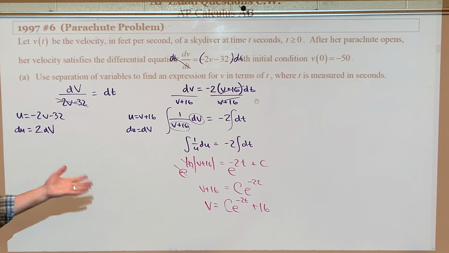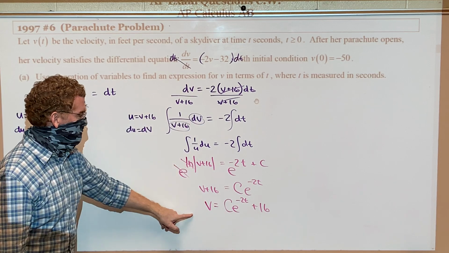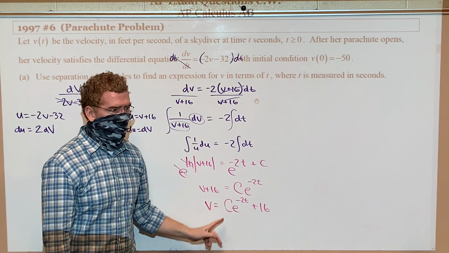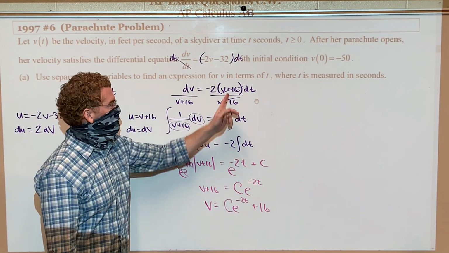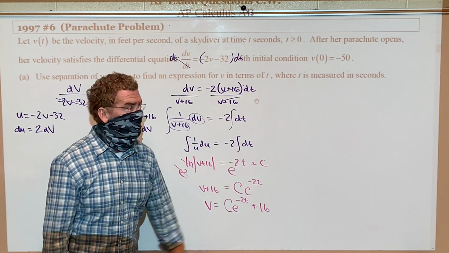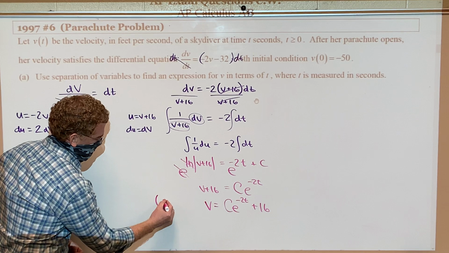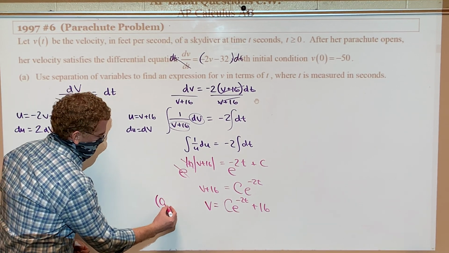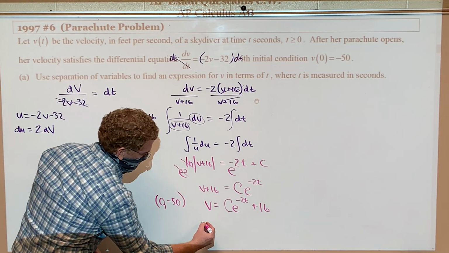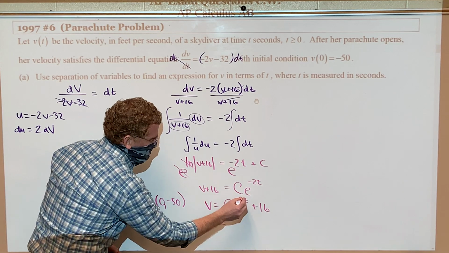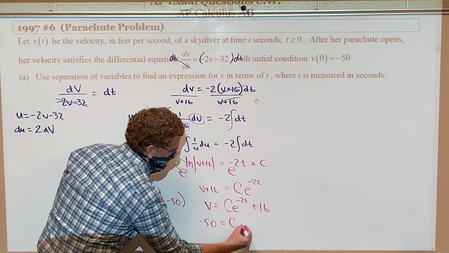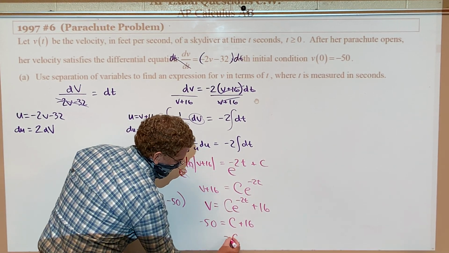And then now that I have that, it does say use separation of variables, divide expression for v. I did that, but I have it in terms of t and c. So if in terms of t, I want to go ahead and find that c value, and I can do that, right? I've got the point, so I'm going to plug in the point when t is 0, V is negative 50. Plugging in a 0 in there makes everything go away except the c.